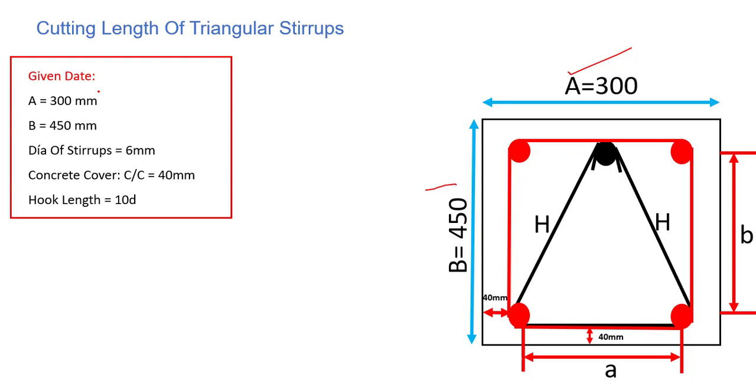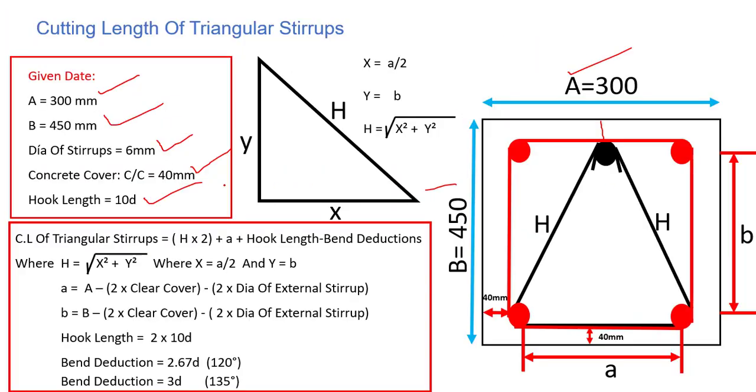Given data is over here. A is equal to 300, B is equal to 450. The dia we are using for the stirrup is 6 mm, the concrete cover is 40 mm, and the hook length we are taking here is 10D. So let's go here and check the cut length formula.